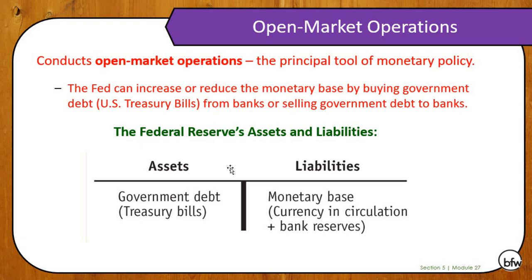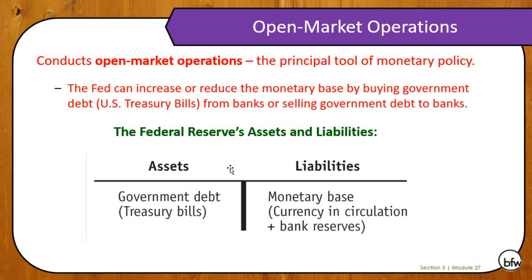The principal tool of monetary policy is the most frequently used tool of monetary policy. That's where the Fed can increase or reduce the money supply by buying government debt from banks or selling government debt to banks. Basically, what that does is it either puts money into banks or takes money away. So if the Federal Reserve buys U.S. government debt from banks, that will put money into banks. Banks then take that money and loan it out to people. People then go out and buy stuff, and businesses improve, investment spending goes up, consumer spending goes up, and so on and so forth.